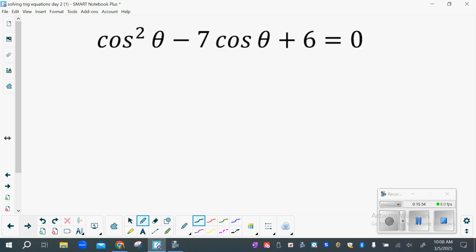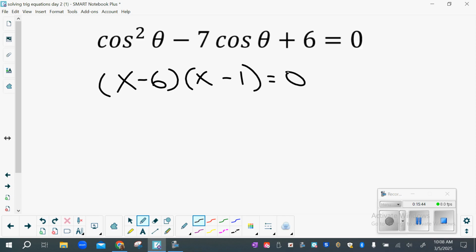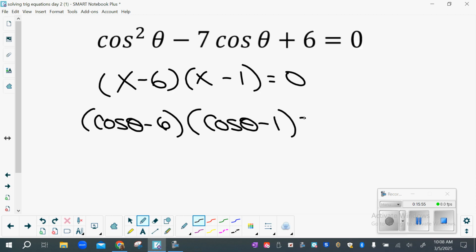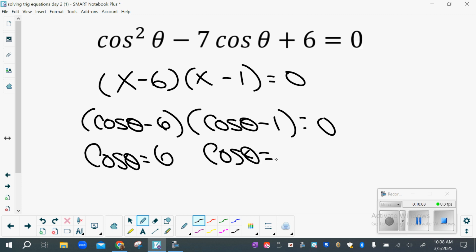So here's what most of you got. You got x minus 6 and x minus 1, and you're feeling pretty good about yourself, as you should. You're going to say, wait, Miss T, I'm going to change those to cosine theta minus 6 and cosine theta minus 1. You're going to say, well, that means cosine theta equals 6 and cosine theta equals 1.